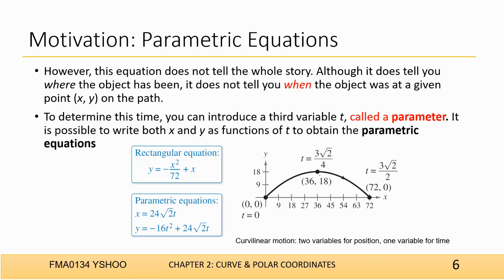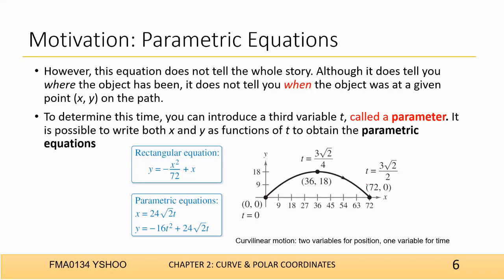Maybe you want to shoot or whatever. To determine this time, you can introduce a third variable t called a parameter. It is possible to write x and y as functions of t to obtain the parametric equations. So this is the rectangular equation. Then we have a way to convert it into the parametric equations. No worry, you're going to learn it after this. This is the parametric equation. From here, we will know that when t equals 0, the object is at the origin. When t equals 3/2/4, it will be at the highest point. And when t equals 3/2/2, it will be falling down.